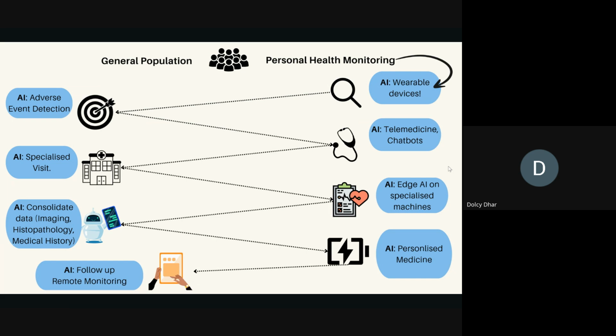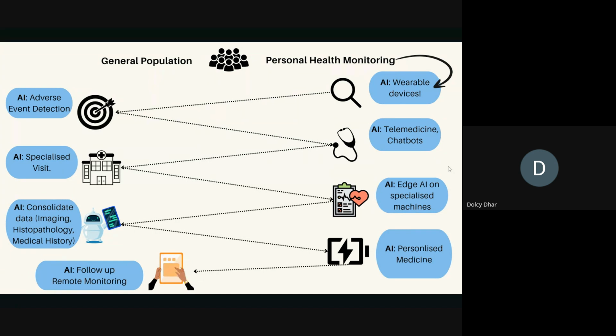First of all, there is the general population. They can do personal health monitoring through wearable devices like smartwatches, glucometers, etc. Now, those wearable devices may detect an adverse event like a heart attack, accident, fall, blood pressure going really high, things like that.